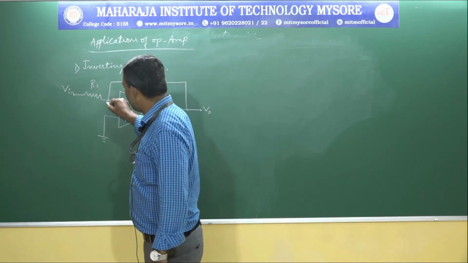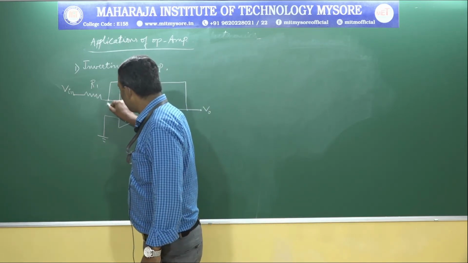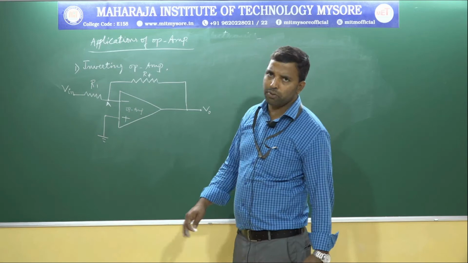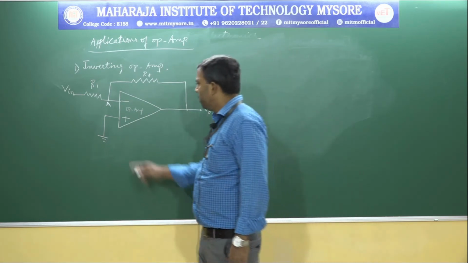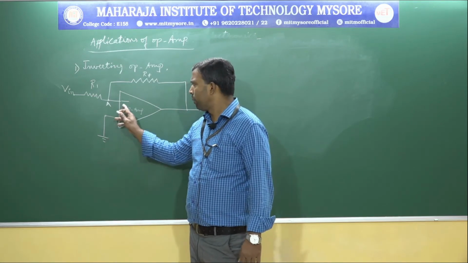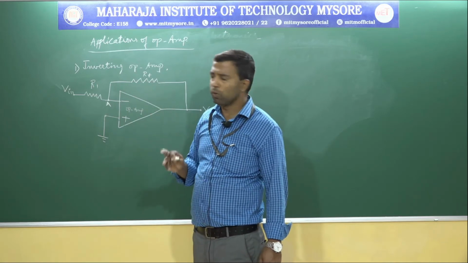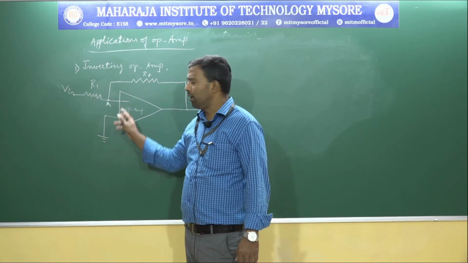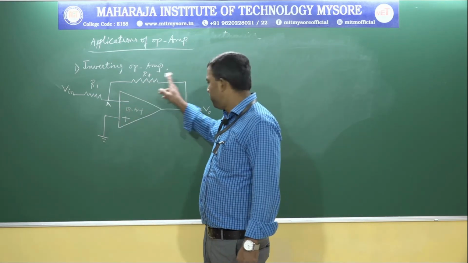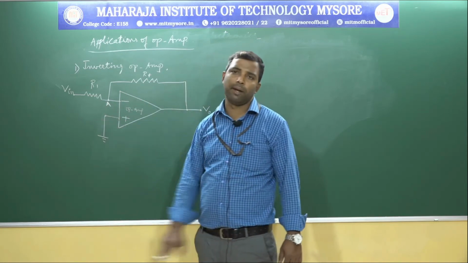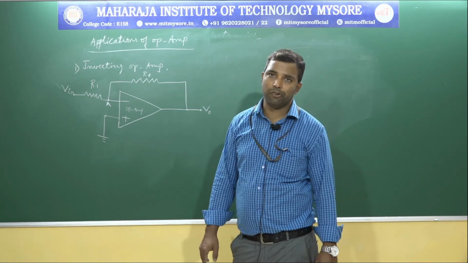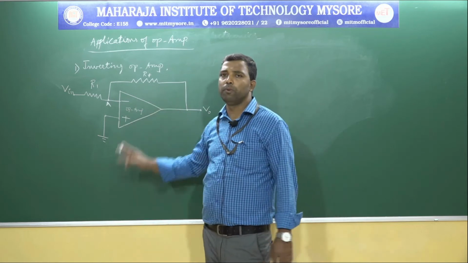So I will call this terminal A. This is the node A or terminal A. And this is the output voltage, because it is at the output terminal. The non-inverting terminal is connected to ground, and we are applying the input voltage through the resistance R1 to the inverting terminal. With the help of the feedback resistor, we are connecting the output side to the input side. We are calling this the feedback resistor for controlling operation. This is nothing but the closed loop circuit.